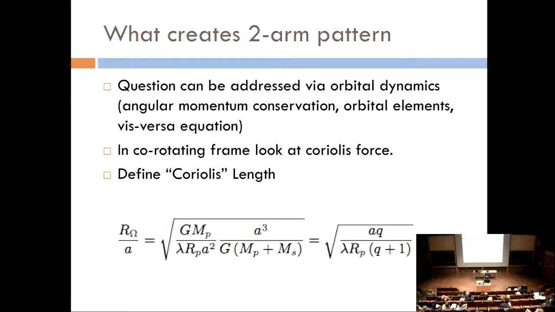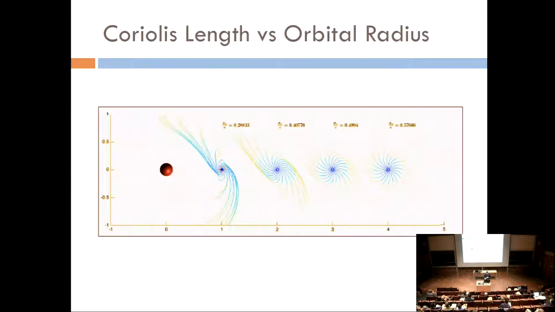Here we're getting very, very small Q's. This is a planet. It's a thousandth of the mass of the star, or less. And so the Q is very small, and then a is very small, and that is what allows R to be a significant fraction of the orbital radius. So when the Coriolis length becomes similar to the orbital length, then as a gas parcel leaves the planet, it's going to be turned relatively quickly.